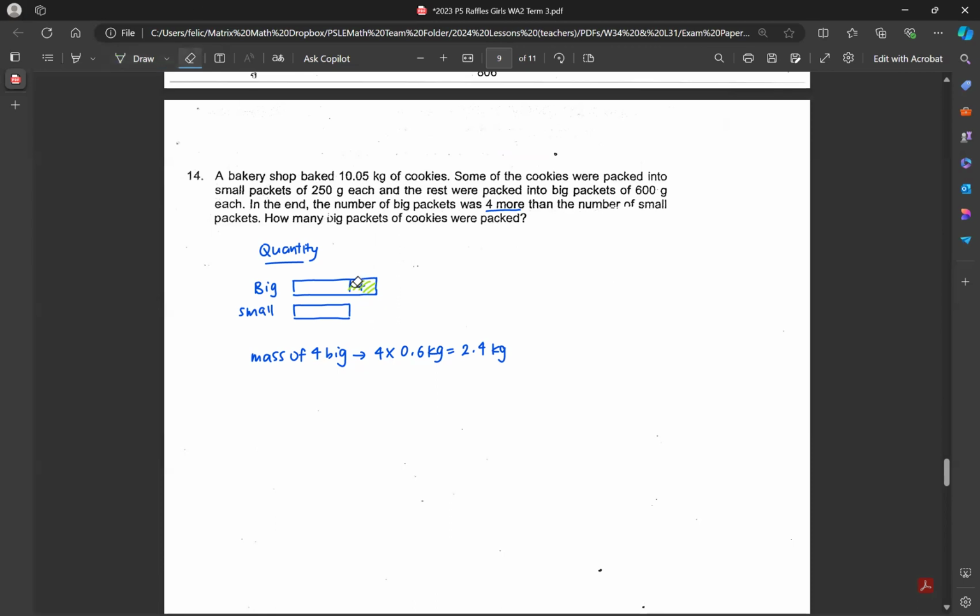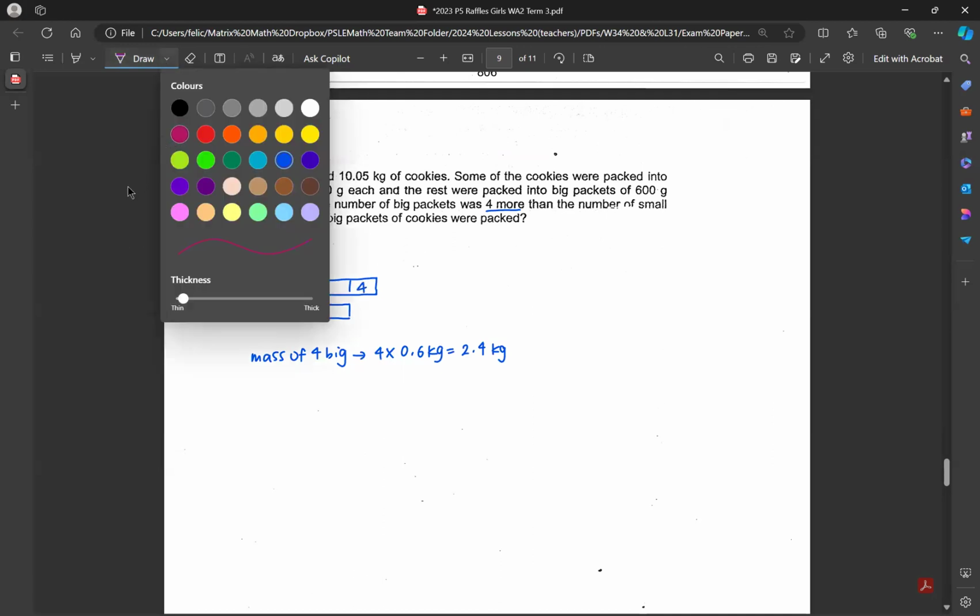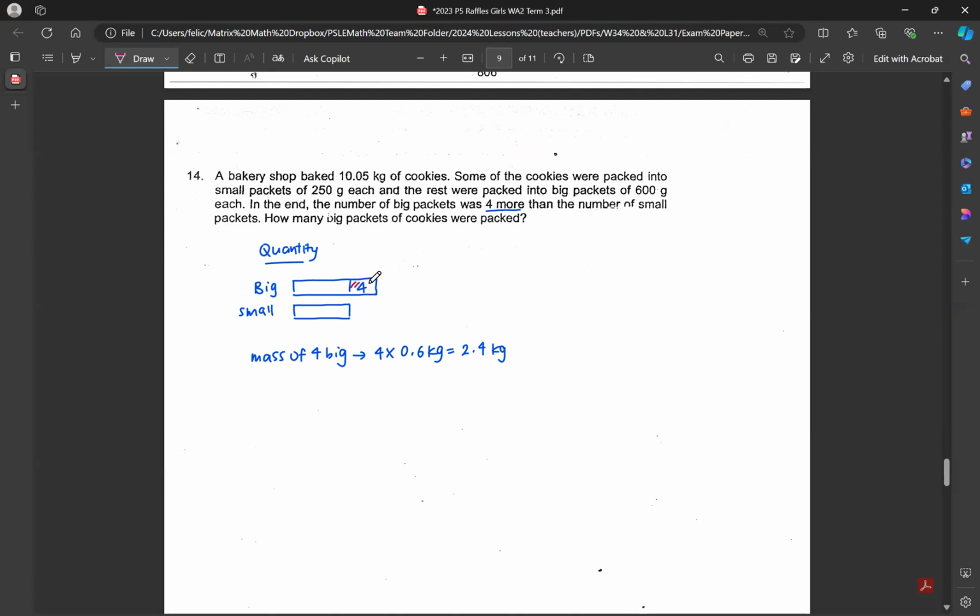Okay, I think I shouldn't shake too much. Let's see. All right, so let me just lightly shade it off.